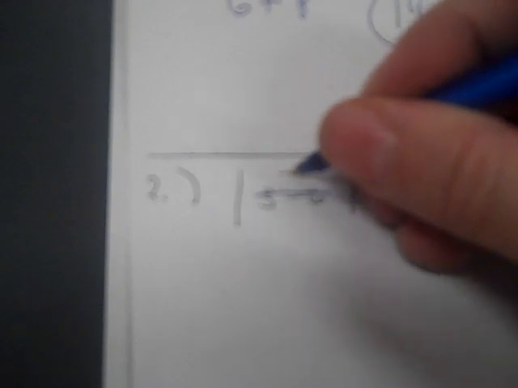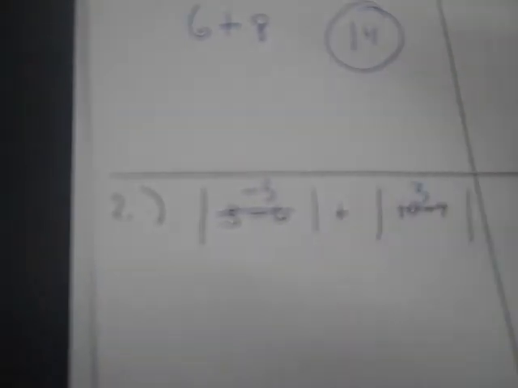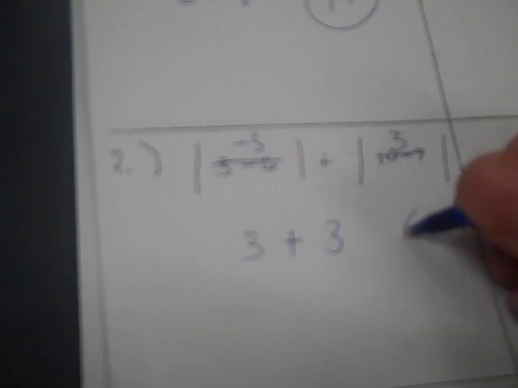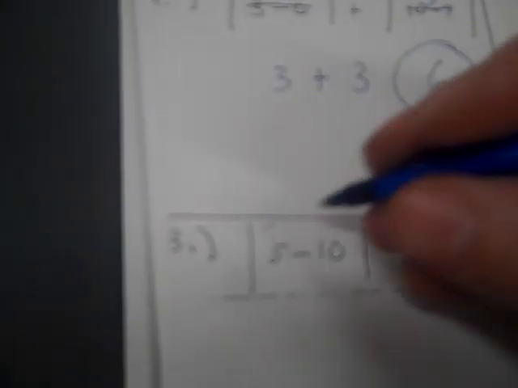First, you got to do the operation within the absolute value. You have negative 3 there and 3 there. So negative 3 is 3 units from 0, plus 3 is 3 units from 0. 3 plus 3 is 6. Operate inside, that's negative 5, and that's 9. Negative 5 is 5 units from 0, and then I subtract, and 9 is 9 units from 0. 5 minus 9 is negative 4.